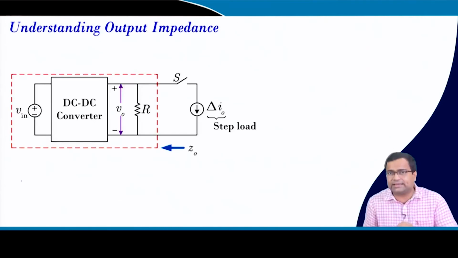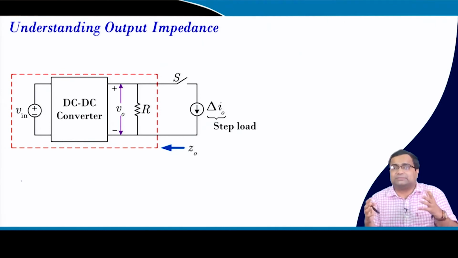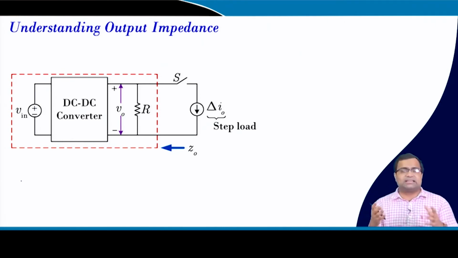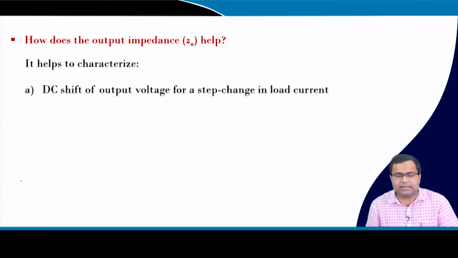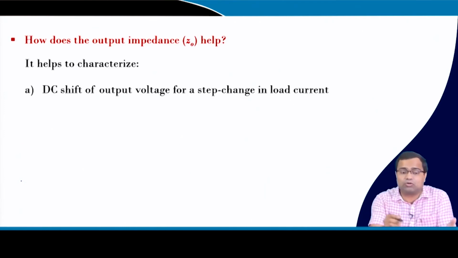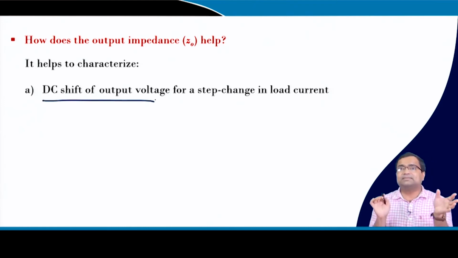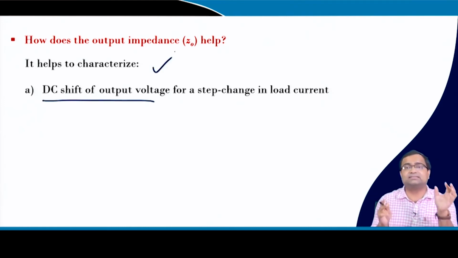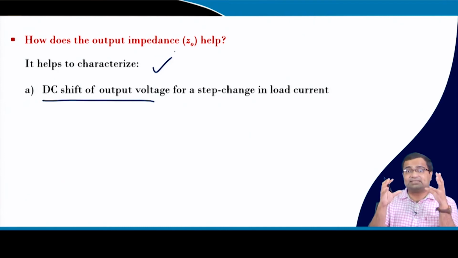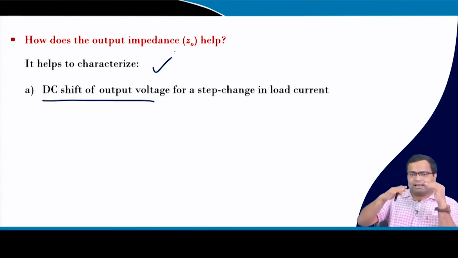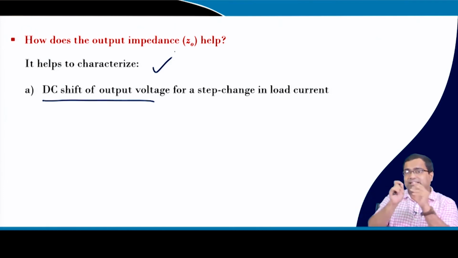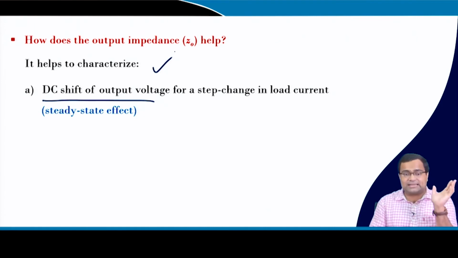Output impedance gives us the flavor of load transient response. That means we can predict the load transient response by looking at the output impedance. How does it help? It characterizes, if there is a load step change, is there any DC shift? In fact, we discussed this using a case study in lecture 13, when we talked about a practical voltage source. If there is a DC shift, it indicates there is an internal resistance, a DC resistance. So this is a steady state effect.